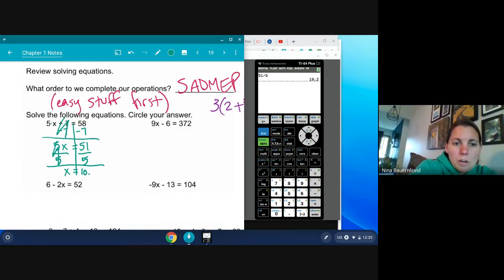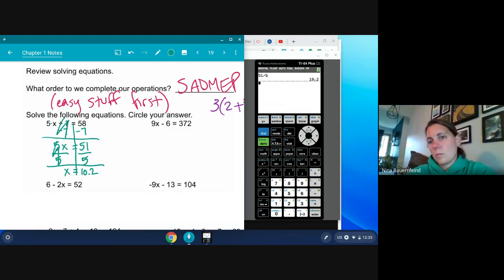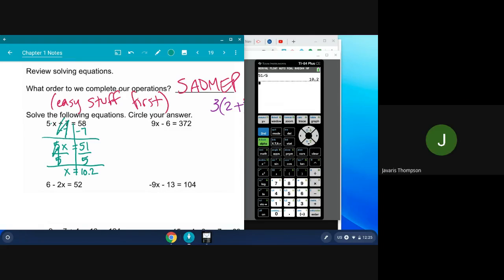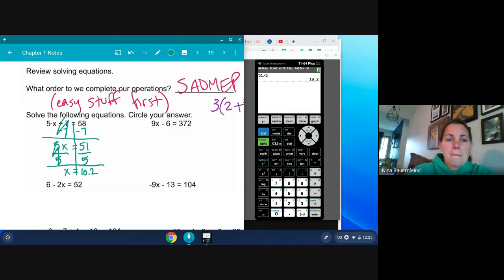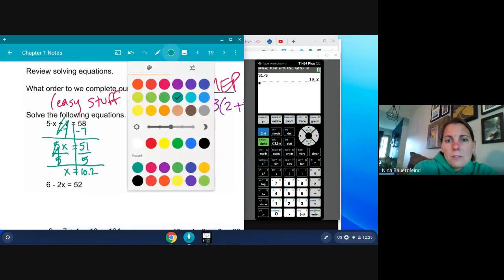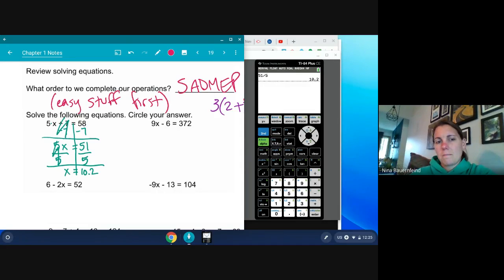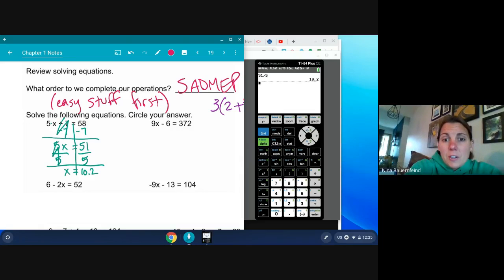Do you guys know where to find a calculator on your Chromebook? I just use my phone. Okay, that works. And if we get to the point where we need sine, cosine, tangent, that stuff, I'll show you guys where to find this calculator, okay? All right, so X is 10.2 for this one. Do you guys have questions about that particular problem? No. Okay. So can I let you guys try this next one?